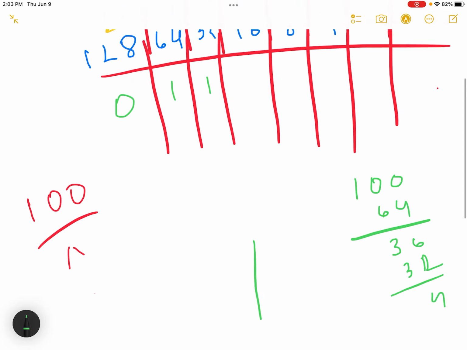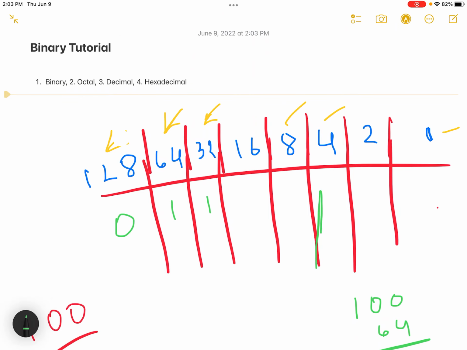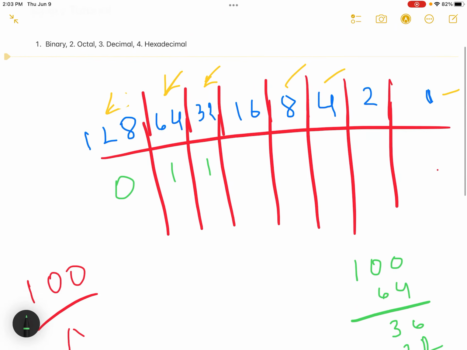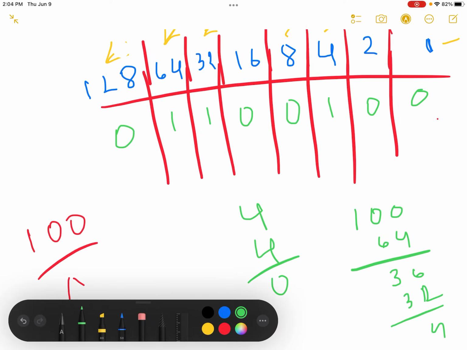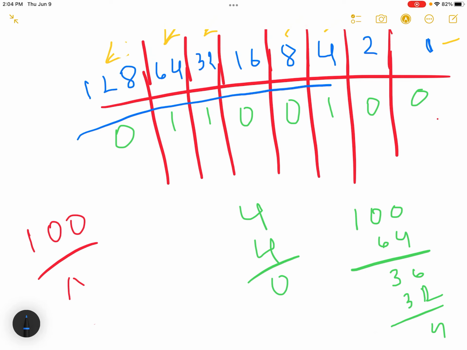And again, now go back to the remaining number. Now you have the number 4. Can you subtract 16 from 4? No. Can you subtract 8 from 4? No. Can you subtract 4 from 4? Yes. Yes means 1. When you subtract 4 from 4 it is actually 0. So all the remaining numbers are 0. So this is the binary number of 100.